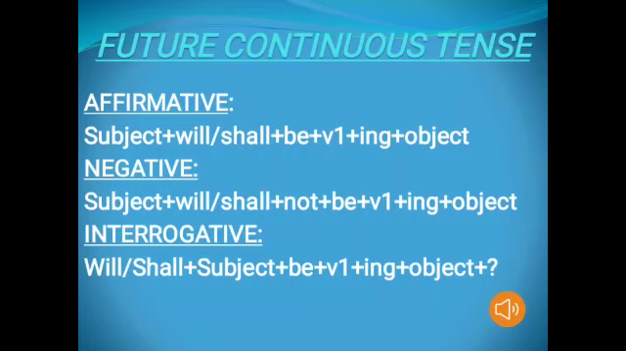Now notice one thing, that in all the continuous tenses, whether it is present, past or future, we use first form of the verb plus ing. As the work is in progress, in the continuous tenses we use ing.